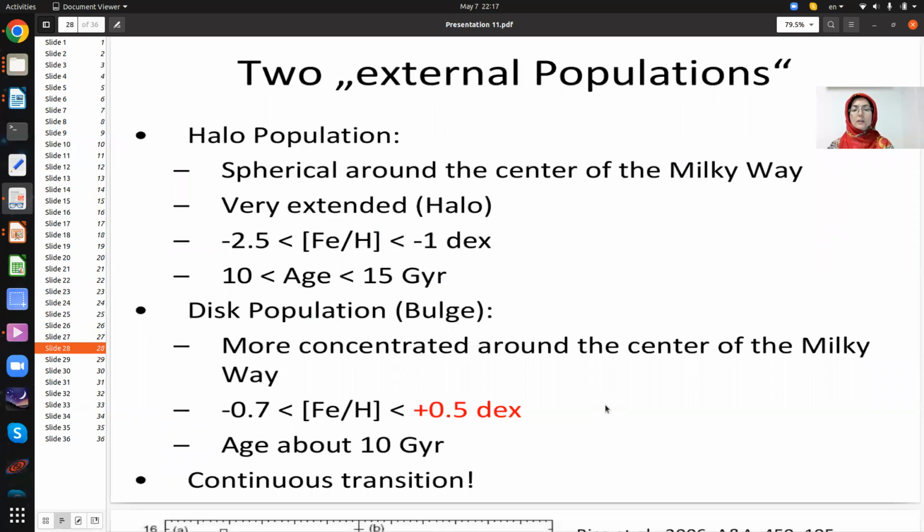Two populations: a halo population, spherical around the center of the Milky Way, very extended in the halo. The metallicity is between minus 2.5 and minus 1 dex. The age is between 10 and 15 gigayears. And the other is the disk population or bulge, more concentrated around the center of the Milky Way. The metallicity is between minus 0.5 and plus 0.5 dex, and the age is about 10 gigayears, with continuous transitions.